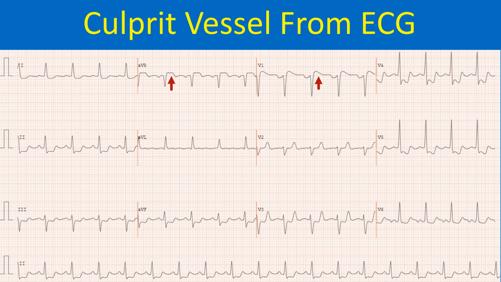ECG shows sinus rhythm at around 100 per minute with ST segment elevation in aVR and V1. ST depression is seen in 1, 2, 3, aVF, V3 to V5.